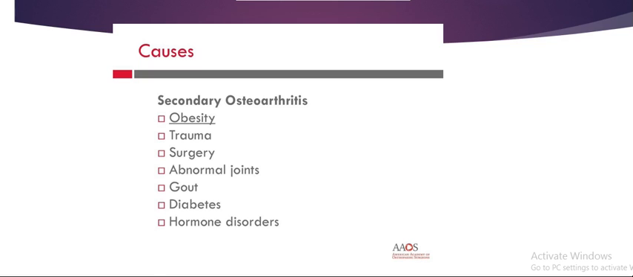And abnormal joints, like rickets or calcium deficiency, or any pathological or congenital problem can lead to an abnormal joint, and this can lead to osteoarthritis. Then there is gout, very important. In gout there is an increased uric acid level. Increased uric acid can lead to accumulation of uric acid in the joints, and eventually it leads to gout. So hyperuricemia leads to gout. Then there are diabetes mellitus and hormonal disorders. These are also very important.